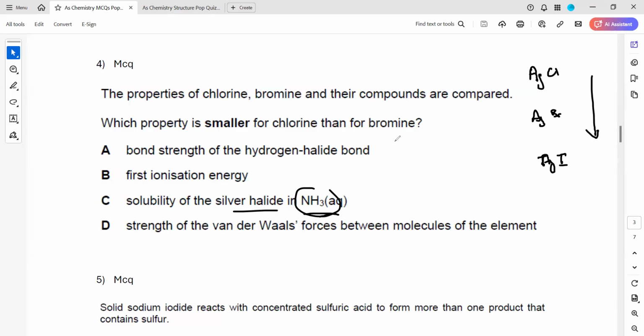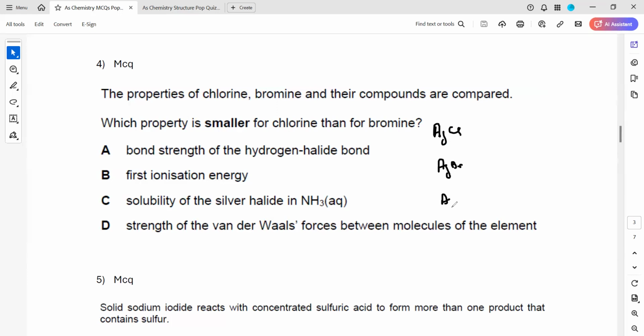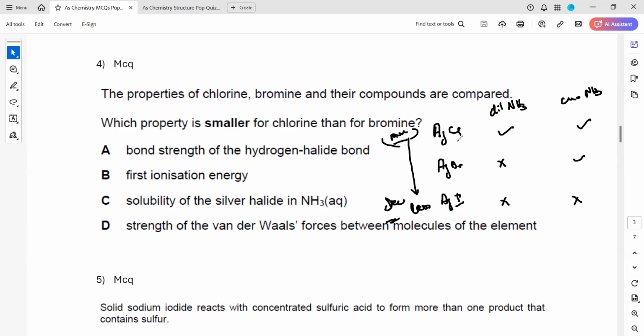Because if we compare the solubility of AgCl, AgBr, and AgI: if we add dilute aqueous ammonia, this will dissolve, this will not dissolve, this will not dissolve. But if we add concentrated aqueous ammonia, this will dissolve, and this will not dissolve. So as we go down the group, the solubility decreases. Silver chloride will be more soluble and silver iodide is less soluble as it does not dissolve. So it cannot be C because we want a smaller property for chlorine than for bromine.